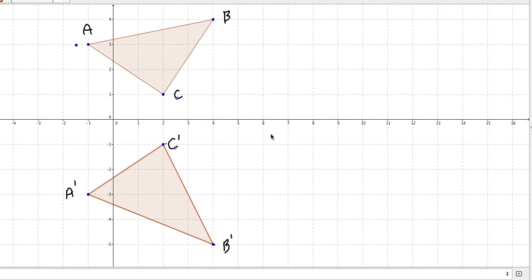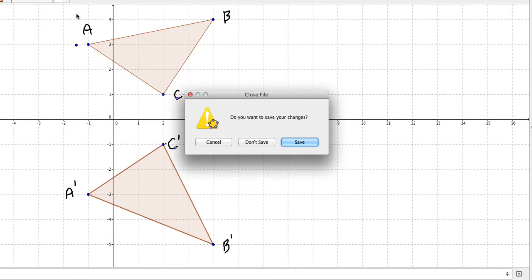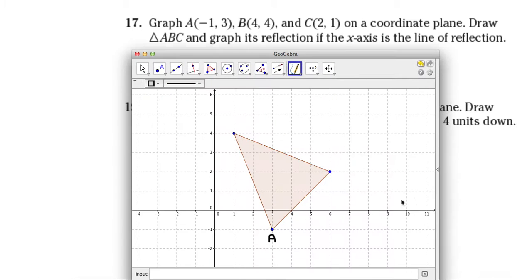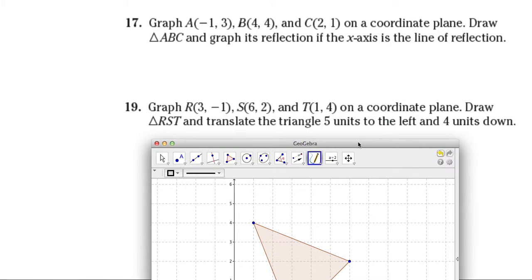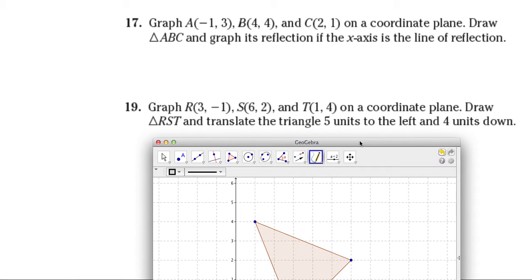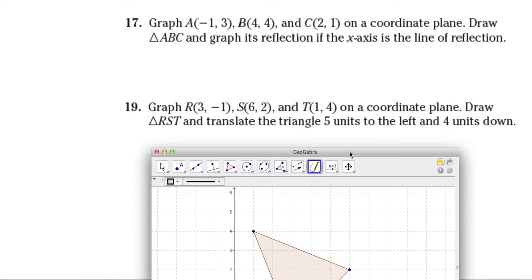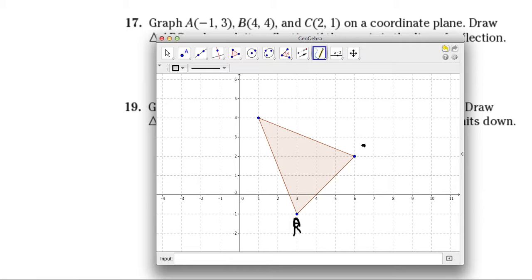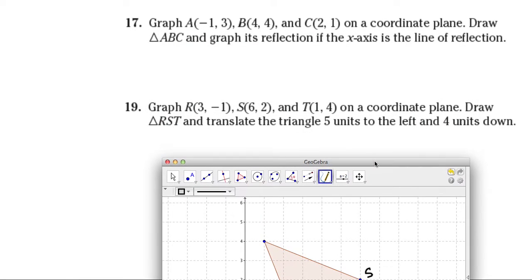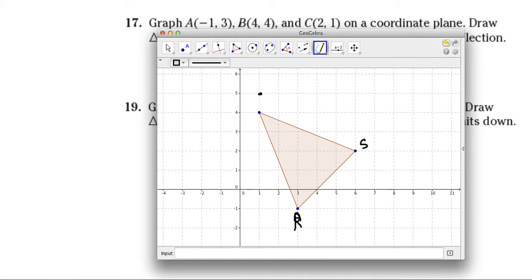So this is our triangle. We're done with that one, and this one is the one we're not done with. So let's name our points, triangle RST, where R is 3, -1, and this is R. S is 6, 2, so this is S. And T is 1, 4, so this is 1, 4.